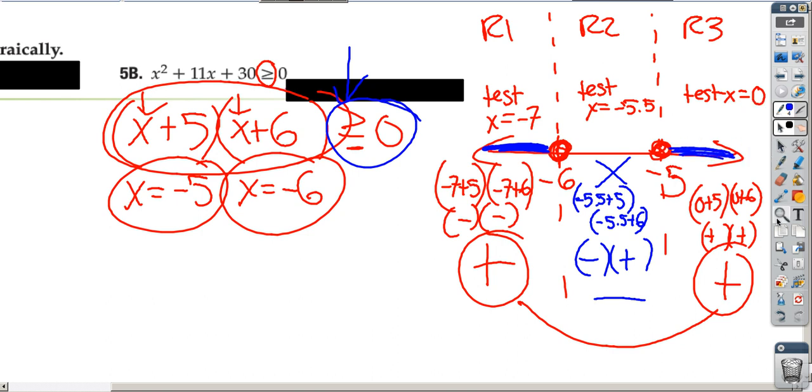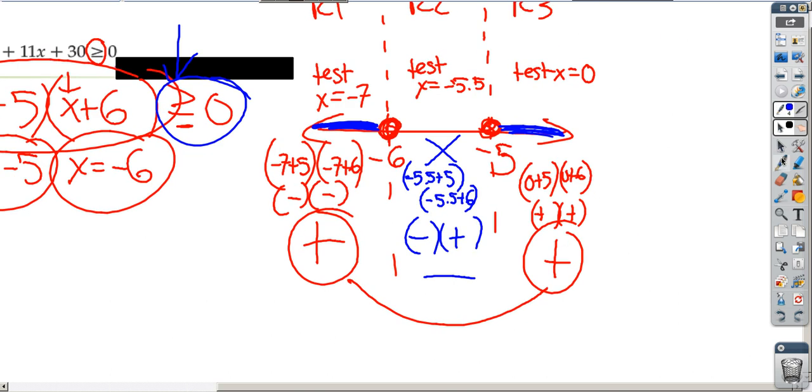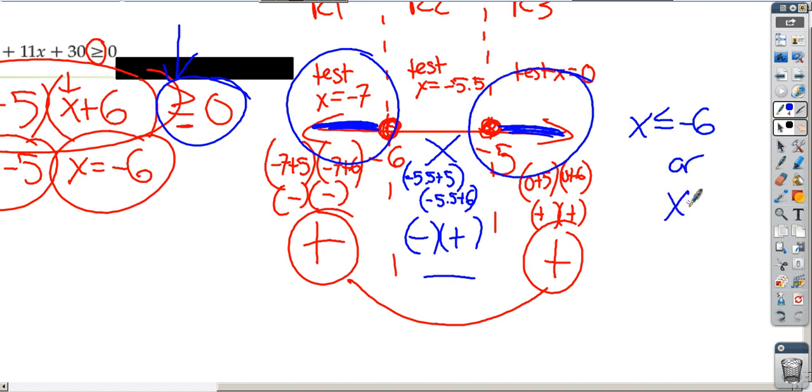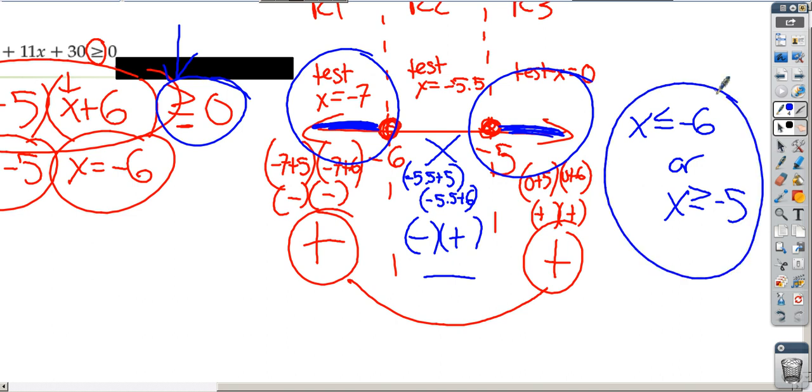How do you now write your solution? Well, our solution could be, how do we say this stuff over here? x is less than or equal to negative 6. Or, how do we say this? x is greater than or equal to negative 5. So that is how you would solve it when the shading is going in two different directions. And that is section 4.8 on graphing and solving quadratic inequalities.